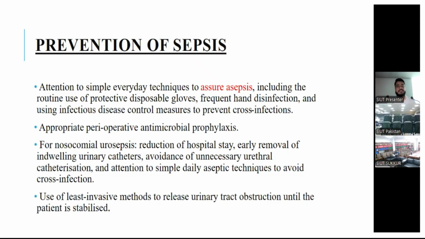Prevention of sepsis. To prevent sepsis, aseptic techniques should be followed, including the routine use of protective disposable gloves, frequent hand disinfection, and infectious disease control measures to prevent cross infections. Second, appropriate perioperative antimicrobial prophylaxis, and for nosocomial urosepsis, reduction of the hospital stay, early removal of catheters, avoidance of unnecessary urethral catheterization, and attention to simple daily aseptic technique to avoid cross infection. Use the least invasive method to release urinary tract obstruction until the patient is stabilized.